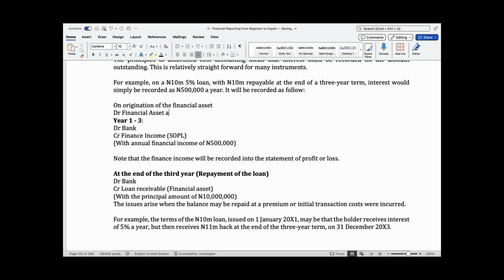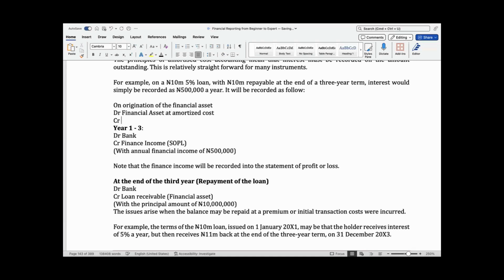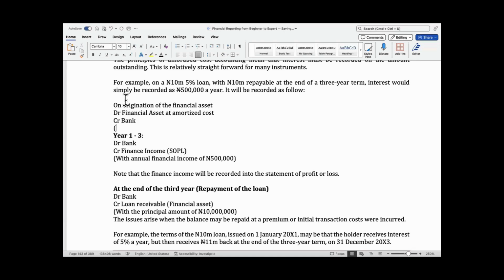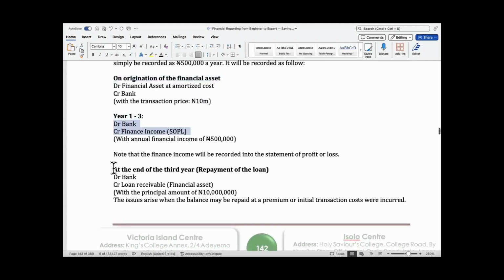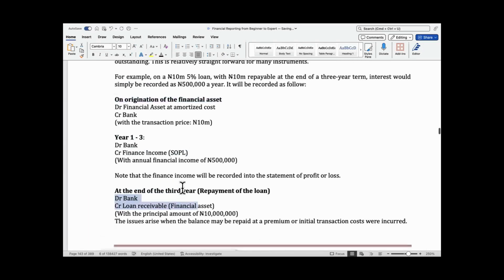Let's assume that it is at amortized cost, since I'm teaching you how to calculate amortized cost, and you credit bank with the transaction price, which is 10 million. So that's on origination of the financial assets when you invest. From year 1 to 3, you'll be collecting interest at the end of each year. And at the end of the third year, they pay you back your loan. This is a very simple one.